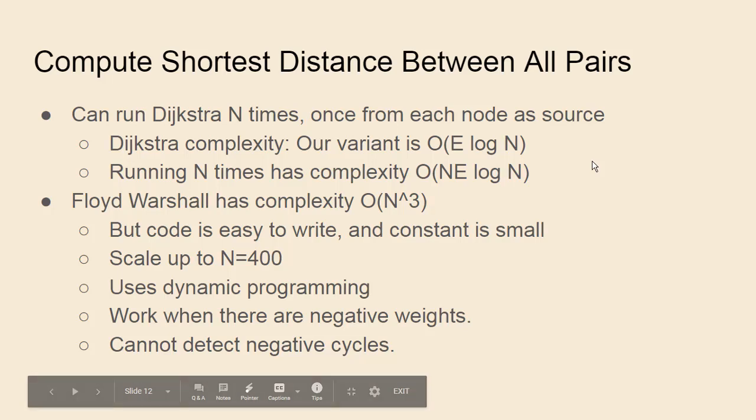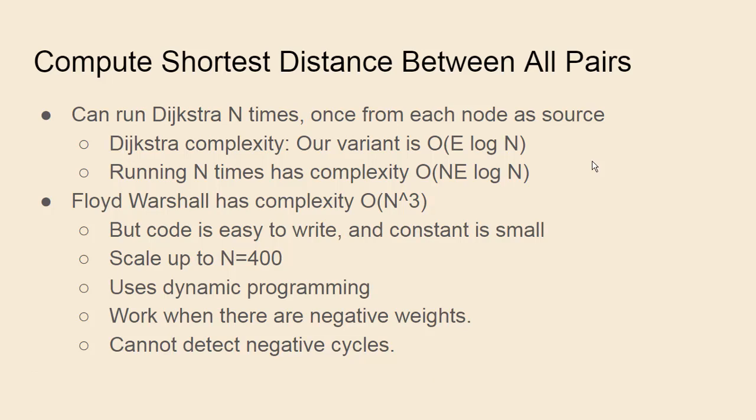So Floyd Warshall has the advantage that the code is really easy to write. It's literally 4 lines of code. The main body is just 4 lines, and the constant is also very small because the code is very simple. So it can scale up to n is 400 or even 500. If you see a graph with nodes in that range, then there is a possibility that the intended solution uses Floyd Warshall. The algorithm uses dynamic programming. We're going to look at the pseudocode on the next slide, and I'm going to explain.